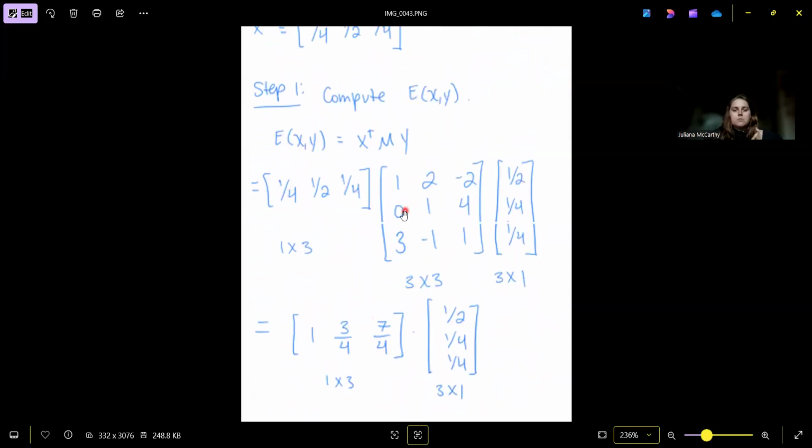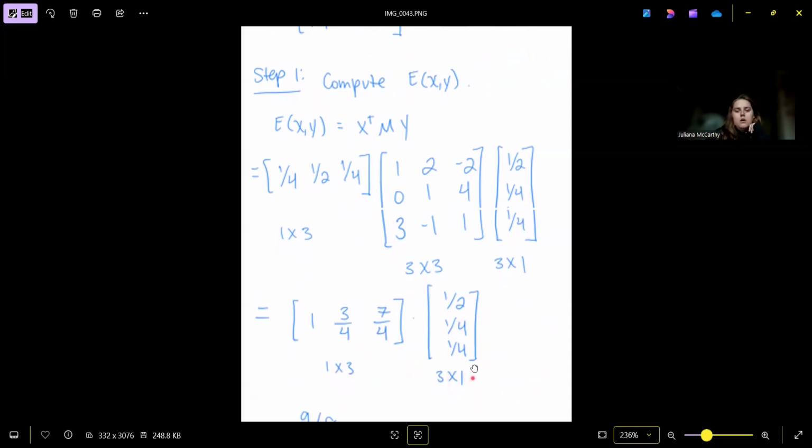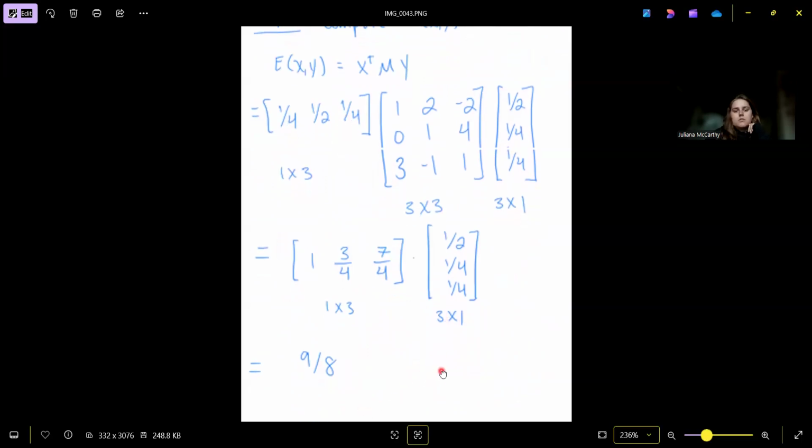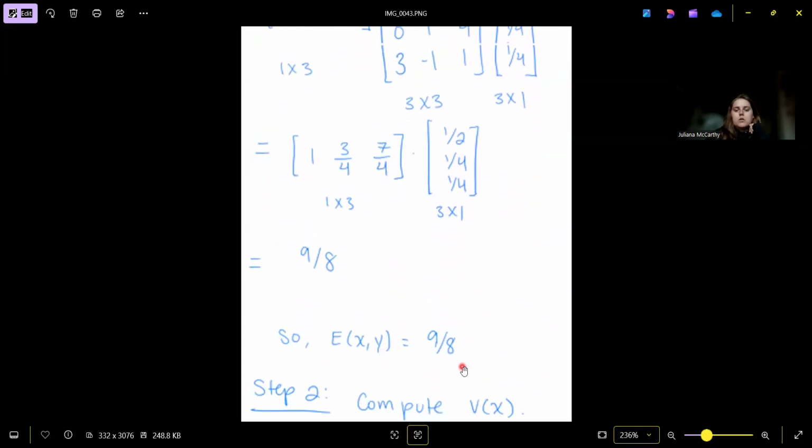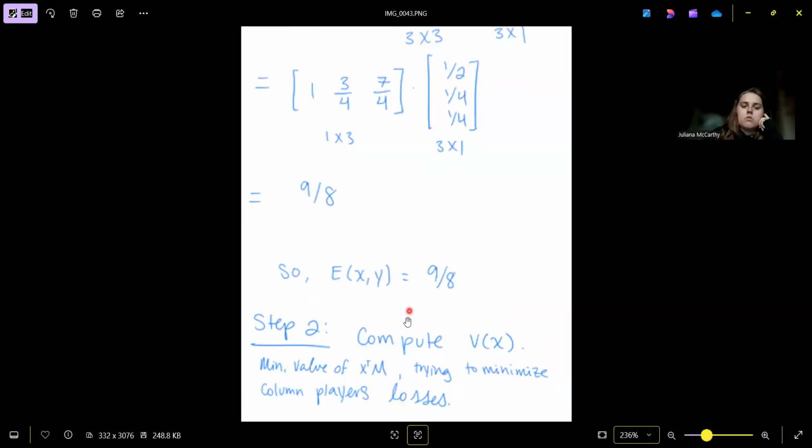So x transpose times m, that's a 1×3 times a 3×3. We're going to get a 1×3. So we have 1, 3/4, 7/4, and then times y, bring it down. It's a 1×3 times a 3×1, so we're going to get a 1×1. And we get 9/8. So E of x, y equals 9/8. That's the expected payoff.